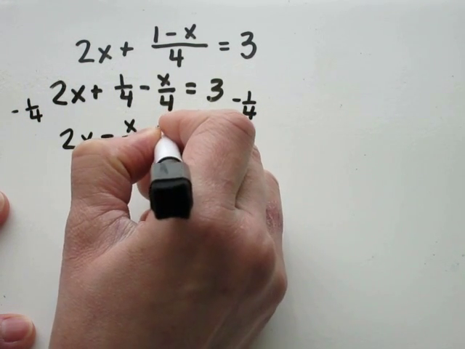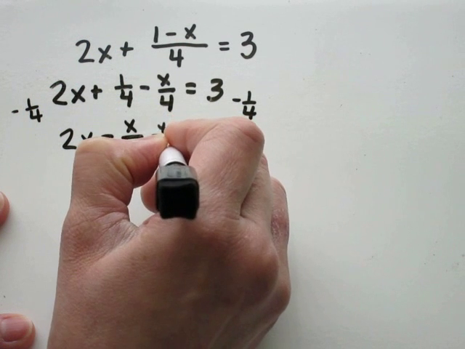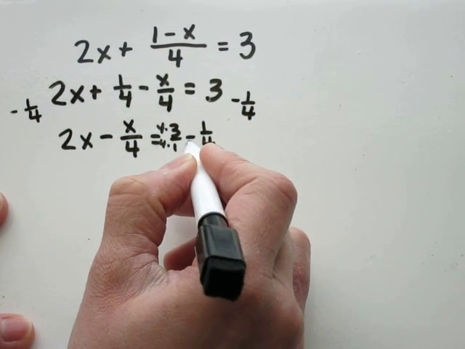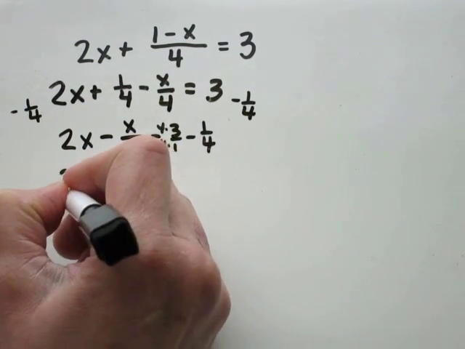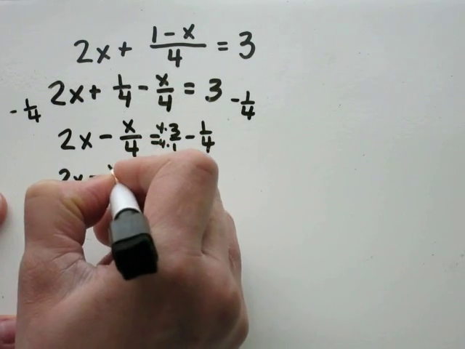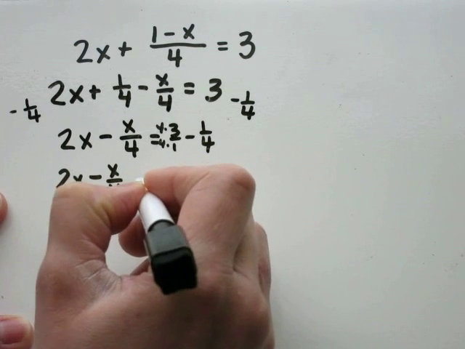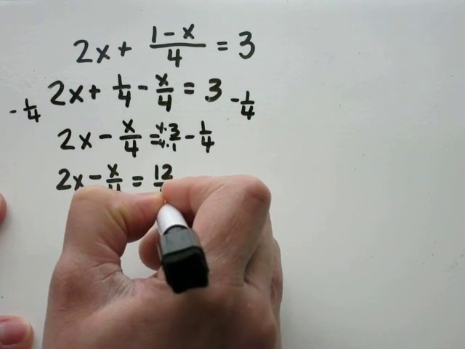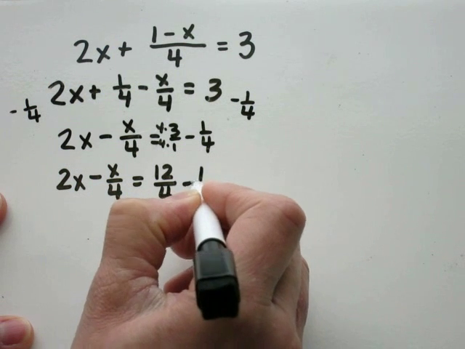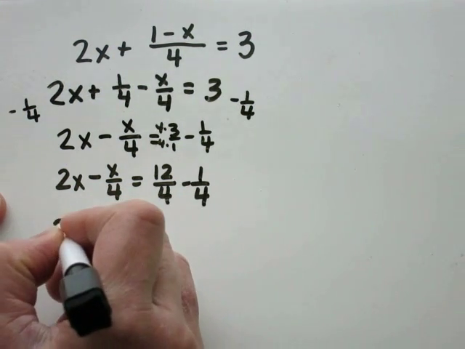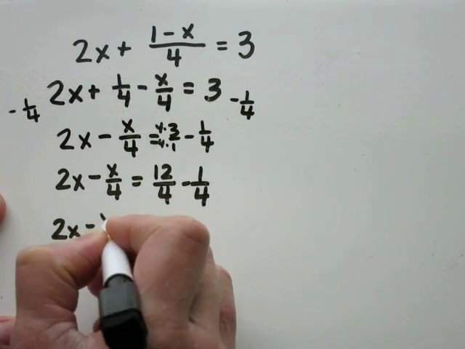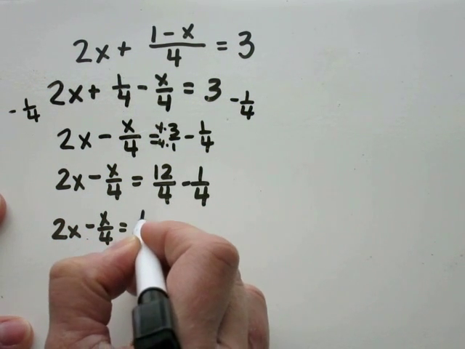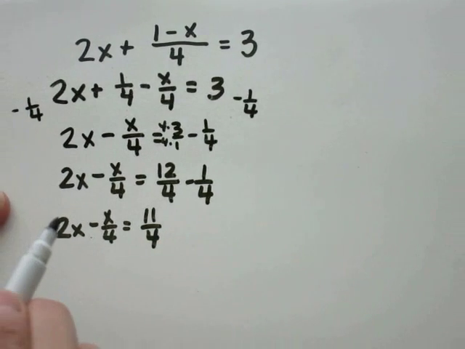I'm going to multiply 4 times this to get the common denominator of 4 since I'm dealing with subtracting fractions. 4 times 3 is 12. 4 times 1 is 4. Twelve minus 1 is 11 over 4.